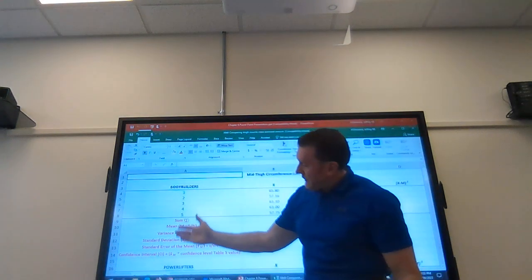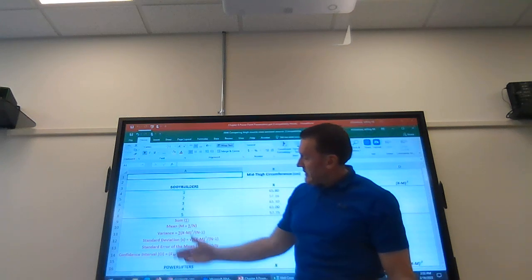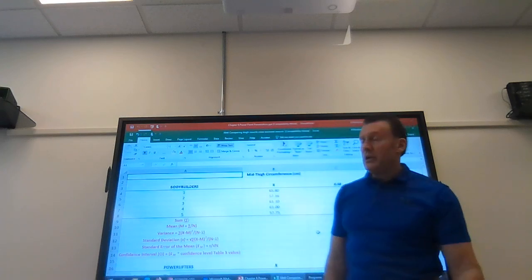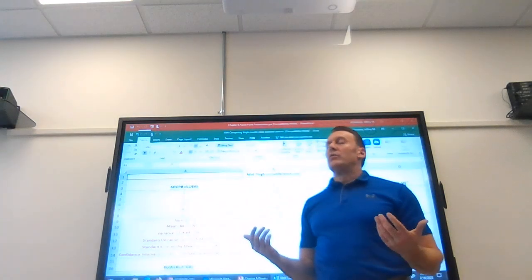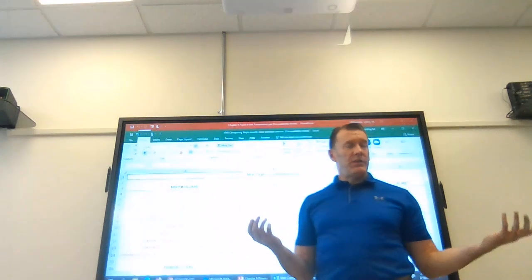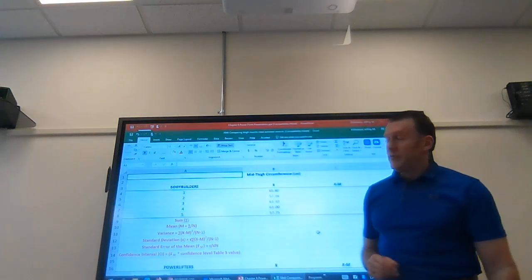So these are all the things that I want to know. The sums, the mean, the variance, the standard deviation, standard error of the mean. So how far, or what is the difference between this very small sample and the population? That's what standard error means. And then the confidence interval.